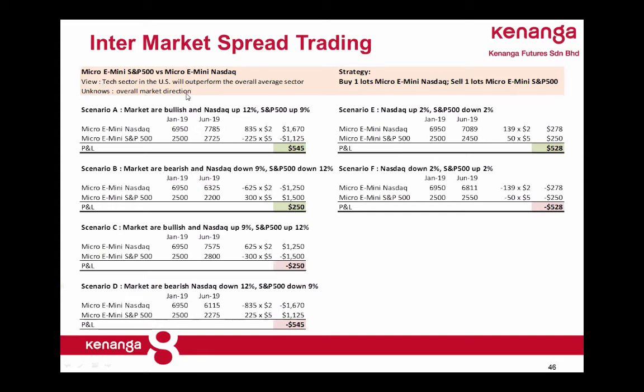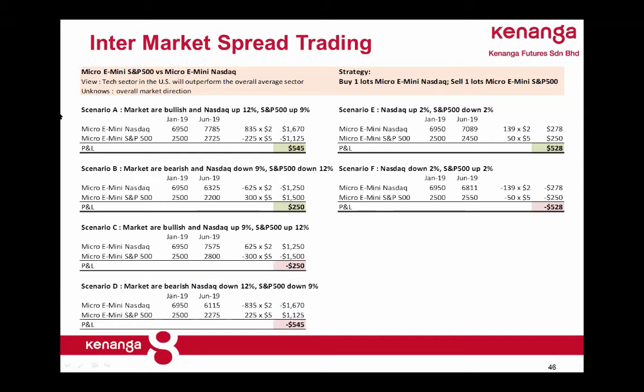Based on your assessment, what you know for sure is that the technology sector is going to outperform, for example. Then you can buy one lot of micro E-mini Nasdaq and sell one lot of micro E-mini S&P 500. By doing this, there are a few scenarios.